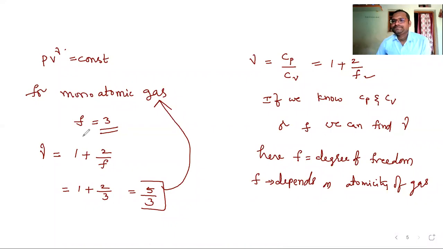Another important point we are discussing, that is P V power gamma is equal to constant. This we can write in other formats also, in terms of volume and temperature, pressure and temperature also. Let us see that. As we know, PV is equal to nRT. We know this.